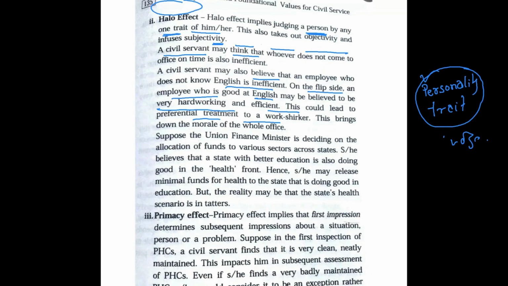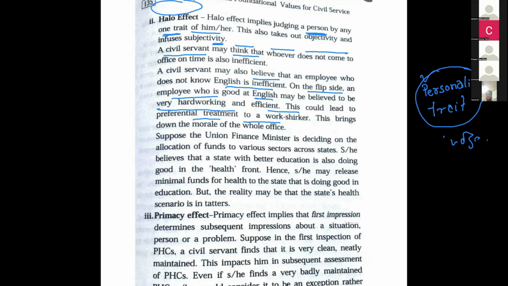Suppose he's late, but if he's working for the people, you should not judge, right? 5 minutes, 10 minutes agar late ho gaya, but if he's working for the people, then you should not judge. So all these things play a very big part, because you are doing it on a very subjective criteria. You are judging that person not on merit, not on his or her merit, but from a subjective criteria.